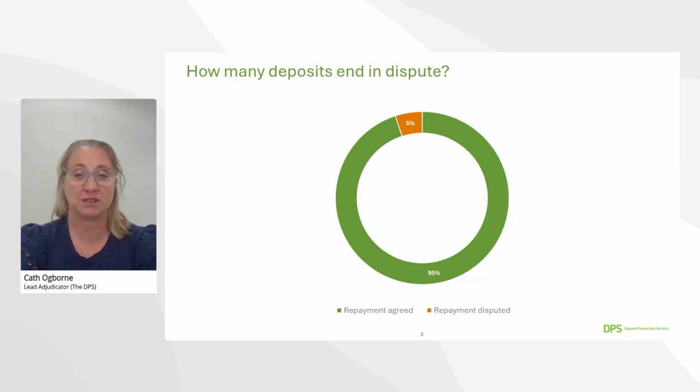So you may be quite surprised by this slide, but actually the vast majority of deposits are agreed and they don't come through to us as adjudicators at all. So you'll see here 95% of deposits are agreed and there's no dispute. So we're only talking about a tiny number of deposits here, just that 5%.